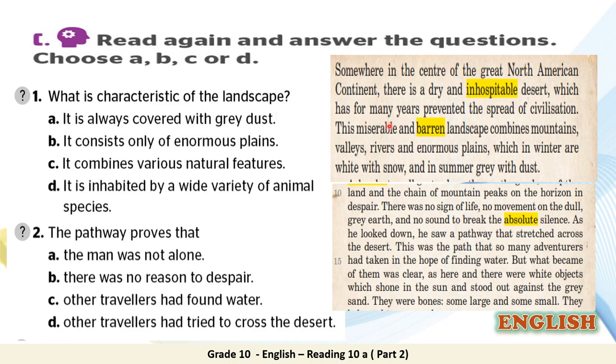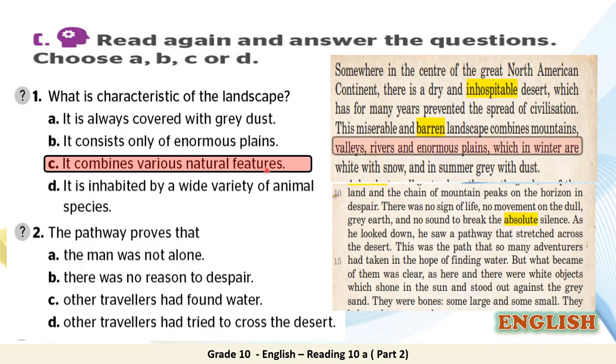So the correct answer is here in this paragraph. Let's find out together. The correct answer is it combines various natural features. Where is your evidence from the text? It's here. This miserable and barren landscape combines mountains, valleys, rivers, and enormous plains. So the correct answer is various natural features.